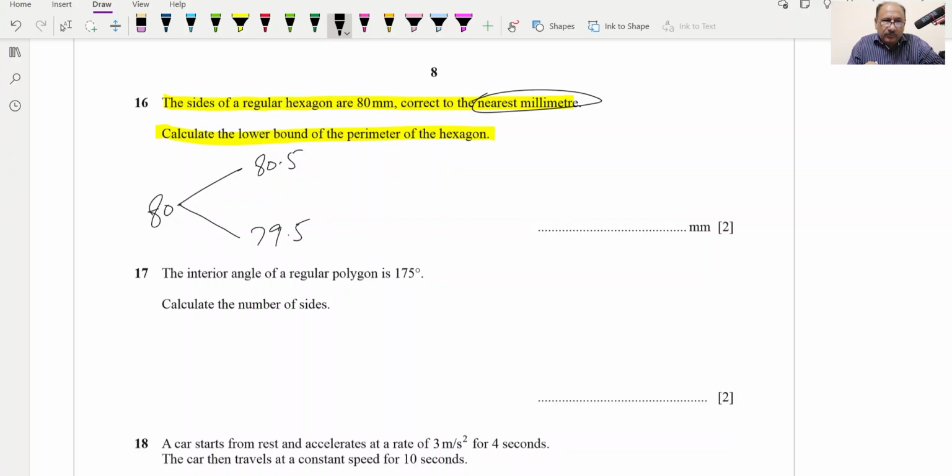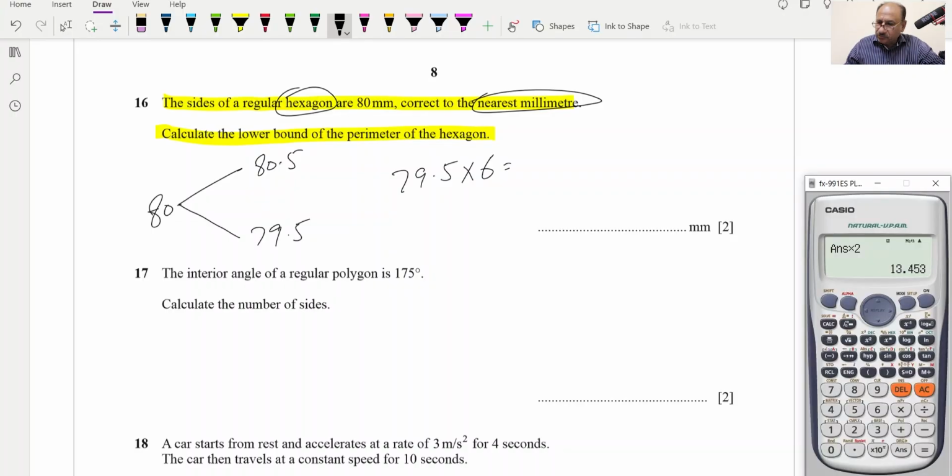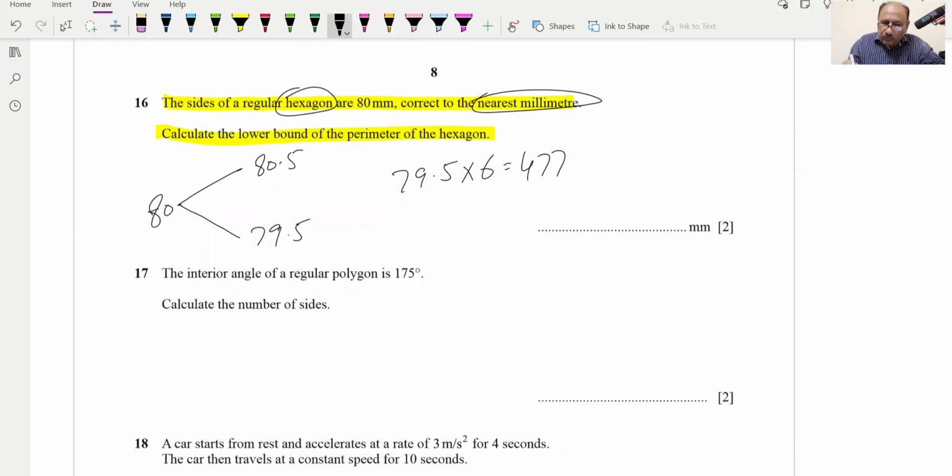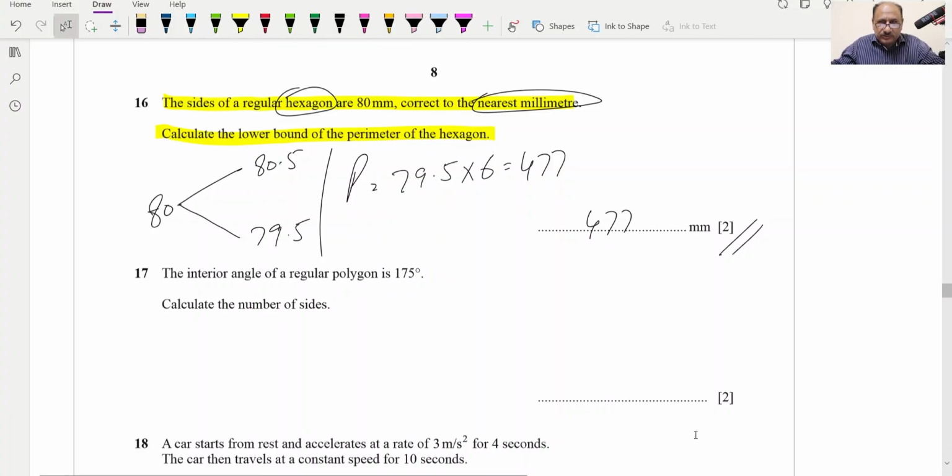Calculate the lower bound of the perimeter. So hexagon is having 6 sides, so 79.5 multiplied by 6 will be equal to what? 79.5 will be multiplied by 6, and this is equal to 477. So 477 will be the answer for 2 marks, and this is basically perimeter, so we can write P over here, and this is done.